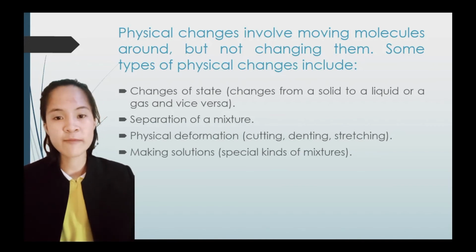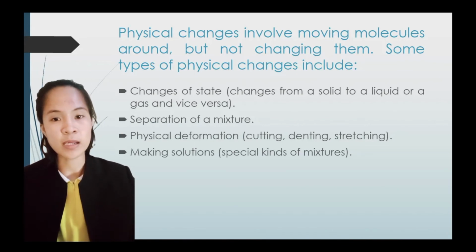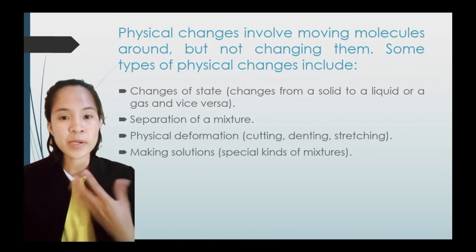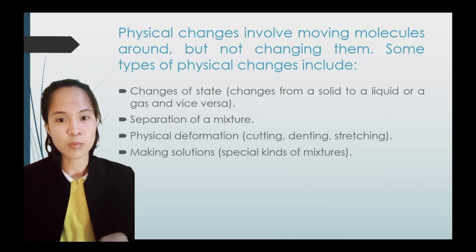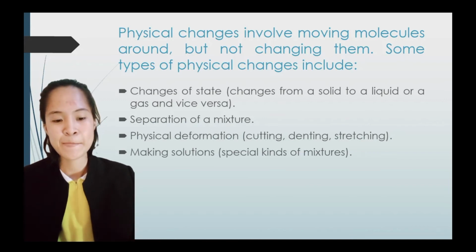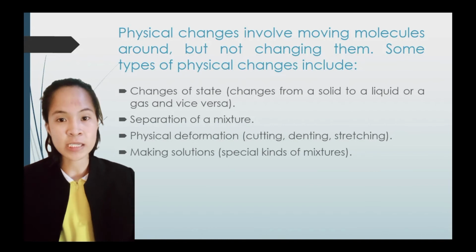So, physical deformation: crushing a can, melting ice, breaking a glass. The physical properties change, like when breaking glass, it scatters into pieces. It changes, but when you put it back together, it returns to its original form. So, its chemical properties do not change.